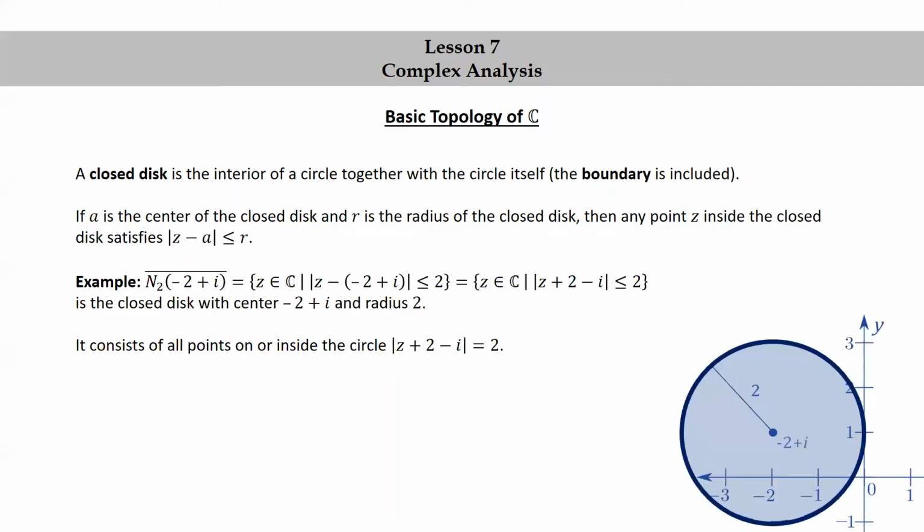Here we see a picture of this closed disk. Notice that the disk is shaded to indicate that the interior is included. And this time we have a solid border around the boundary to indicate that the boundary is included. Just like an open disk in R is an open interval, a closed disk in R is a closed interval.